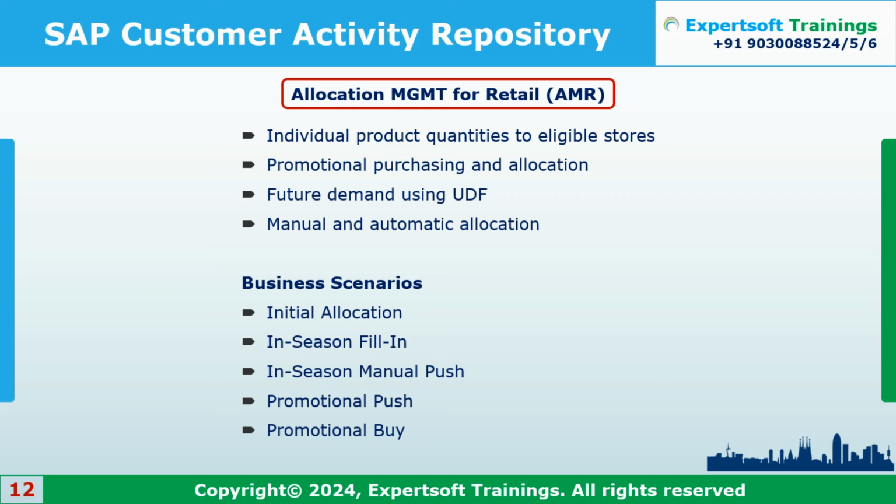And once that allocation plan is created, we will send that to our S4 system for further processing. Like you create a purchase order for this quantity from the vendor, you create the stock transfer order to send this stock from DC to store. All that follow-on activity happens within S4, but the initial planning bit happens within CAR.